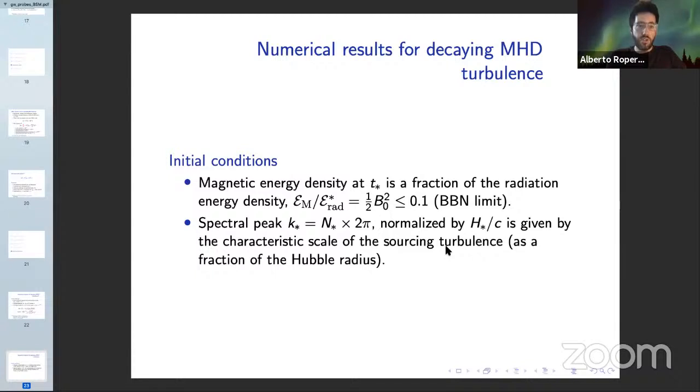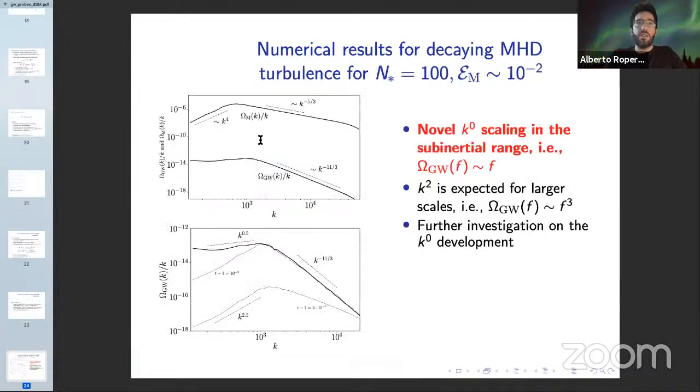In this case, I'm going to show some simulations where we're considering the spectral peak of the magnetic field, or the characteristic scale of the magnetic field, is about 1/100 of the Hubble scale. So this is coming from the numerical simulation. We start with this initial magnetic field, as I was explaining. This is the spectrum of the magnetic field, and the generation of the final gravitational wave spectrum looks like this.